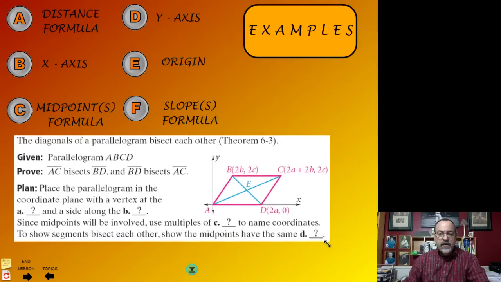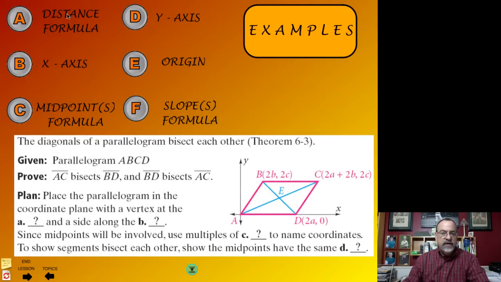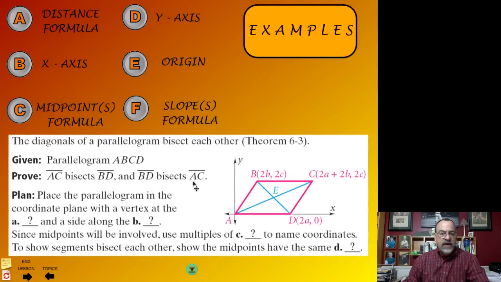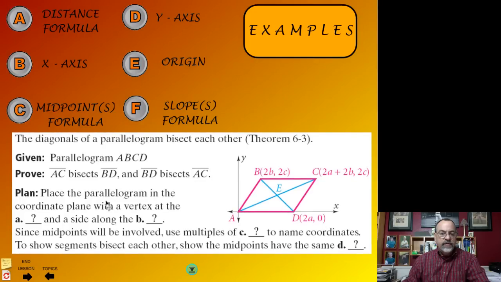Now, some of the answers I have listed here in A, B, C, and D, and you're going to need to read through the proof and then fill in the blanks. The diagonals of a parallelogram bisect each other. That was a theorem that we have, so we want to prove that. So the parallelogram ABCD, that's what we're given, and we want to prove that AC, which is this length from here to here, bisects BD, and that BD bisects AC. So here's the plan. You need to fill in the blanks.